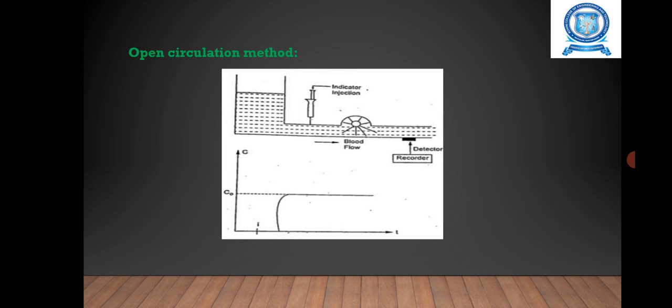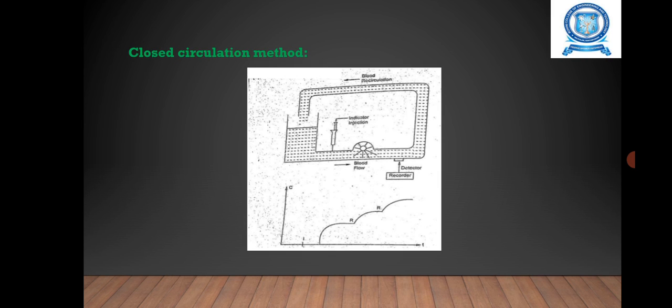Then the next method is the closed circulation method. When a dye or isotope is used as an indicator, the concentration does not assume a steady state, because the indicator is injected once and its concentration is measured with the help of a detector. When the indicator is recirculated, the concentration increases step by step as shown in the graph. The output of the detector is connected to the recorder and the flow can be determined.